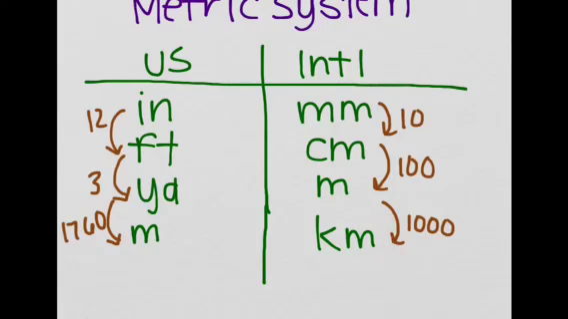What's really nice about the metric system is not only are the numbers itself, like 10, 100, and 1,000, much easier than 12, 3, and 1,760. They also have roots. So centi means 100, right? Guess where we get the 100. And kilo means 1,000. That's where we get the 1,000. So it's just small things that really help out.